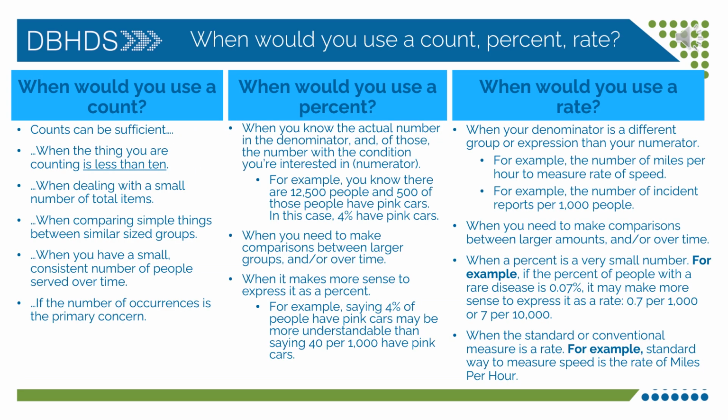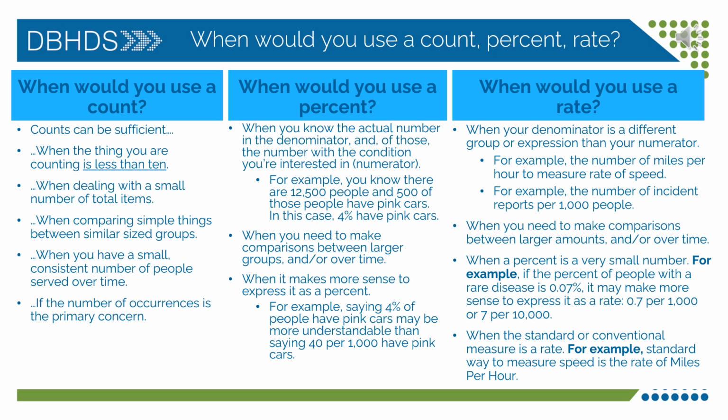Let's talk about when you would use a count, a percent, or a rate. We haven't talked about counts yet, so we're going to start there. Using a count, or simply how many of something there are, can be sufficient when the thing you are counting is less than 10. It can also be sufficient when dealing with a small number of total items, when comparing simple things between similar sized groups, when you have a small consistent number of people who might have the condition over time, and if the number of occurrences is the primary thing you're interested in.